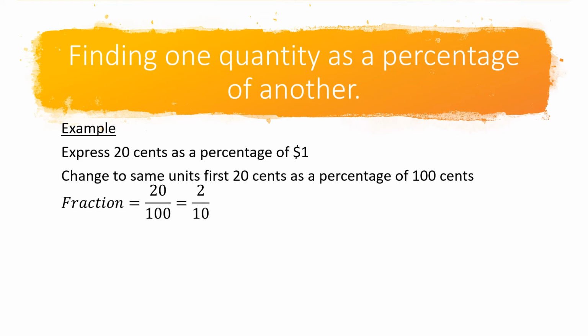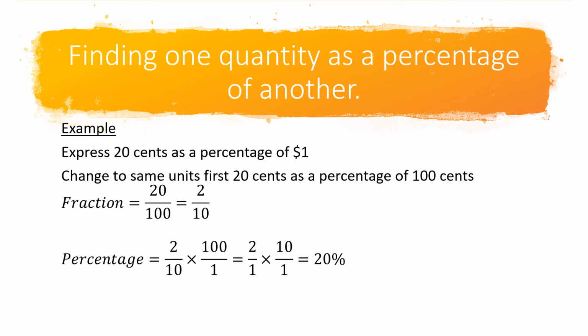Present them as a fraction, we have 20 over 100, and if we simplify that, we have 2 over 10. Next, we will multiply by 100. So we have 2 over 10 times 100 over 1, and we can simplify the 10 and the 100 to be 1 and 10. So now we have 2 over 1 times 10 over 1, which equals 20%.